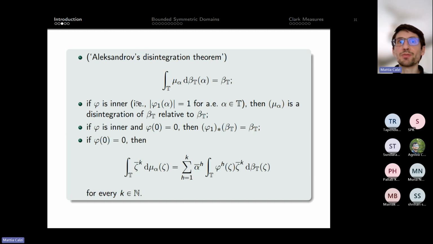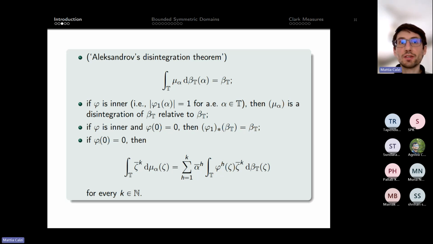So if you take an inner function, this is actually a disintegration, meaning that these measures here are concentrated on disjoint sets. But this is only a remark. There is not much more. Instead, from this formula, you may, for instance, deduce that if you take an inner function which maps the origin into itself, then the boundary values of this function preserve the Lebesgue measure.